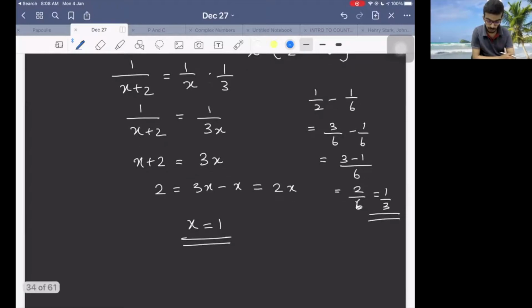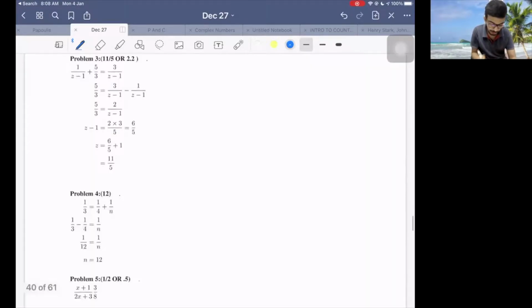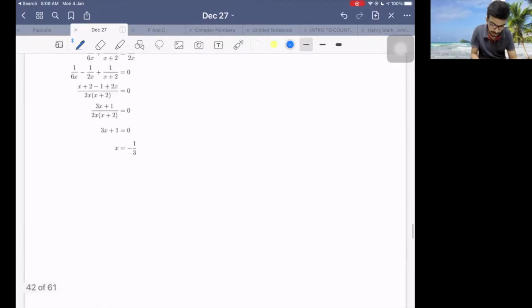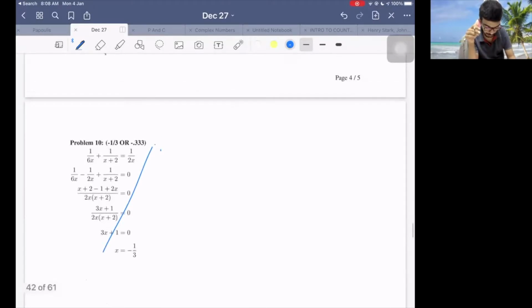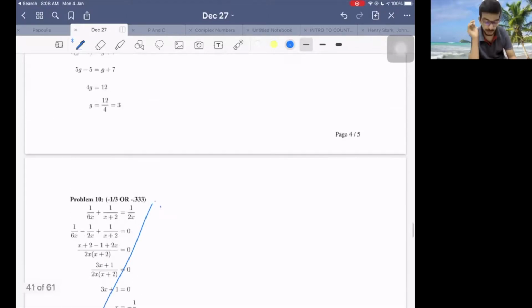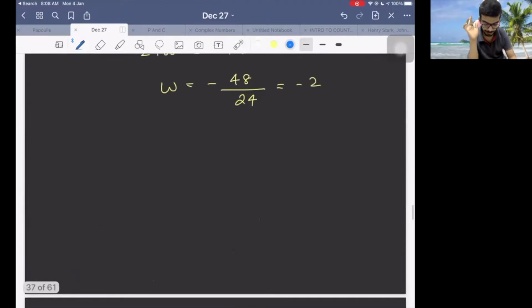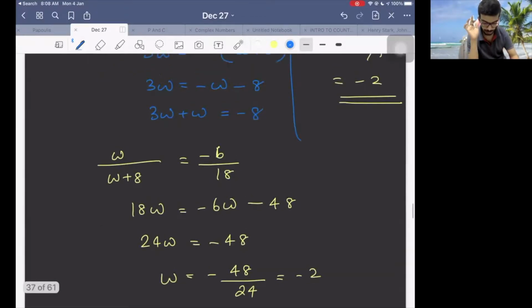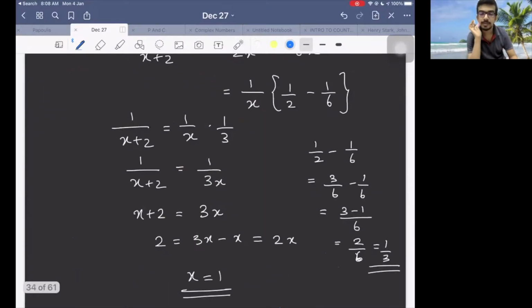Of course, there is some mistake in the solution given. I'll rectify and give you the updated problem sheets later on. Yes, so this is fine. Tell me this is fine. Yes or no?